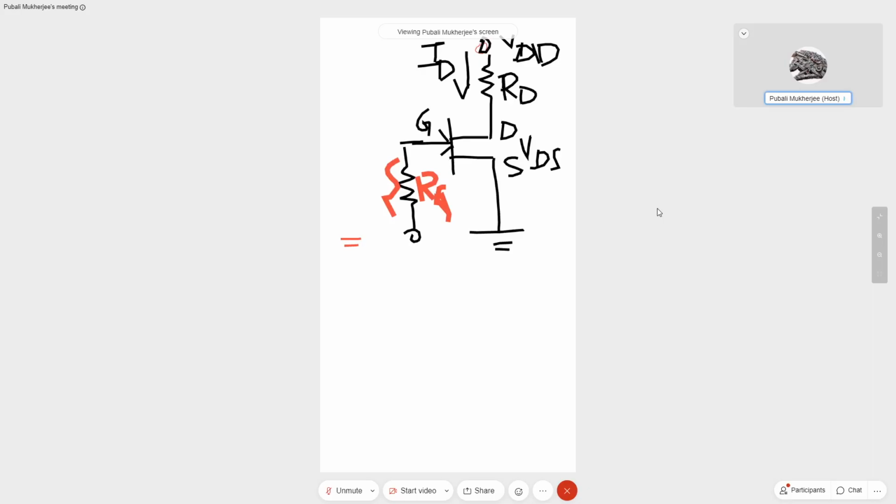If you are using KVL in the input part of the circuit, you can write minus VGG. You can follow any convention that you like. Minus VGG, this drop is VGS, minus VGS equal to 0, using KVL to the input part of the circuit. Minus VGG minus VGS equal to 0, or you can write VGS.